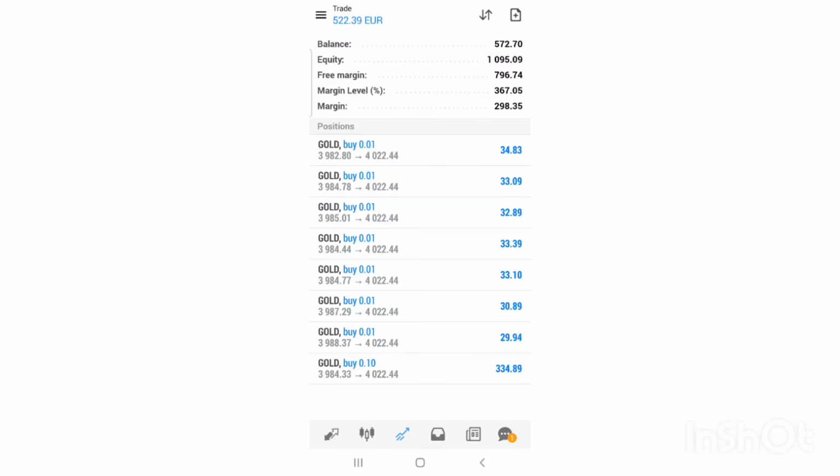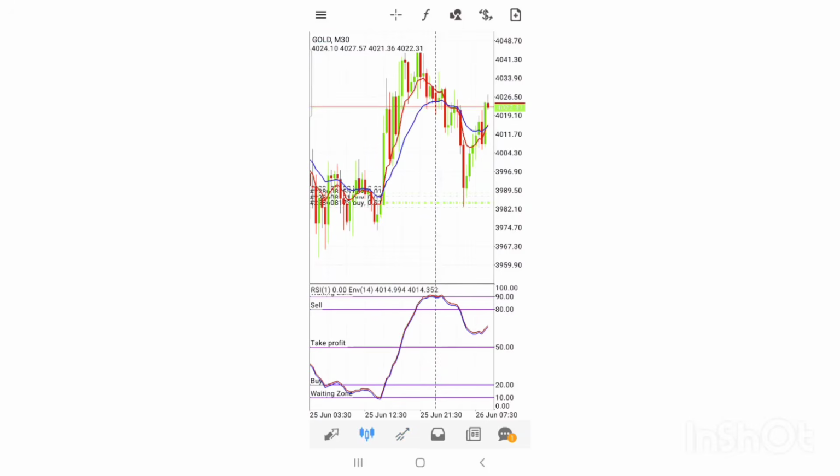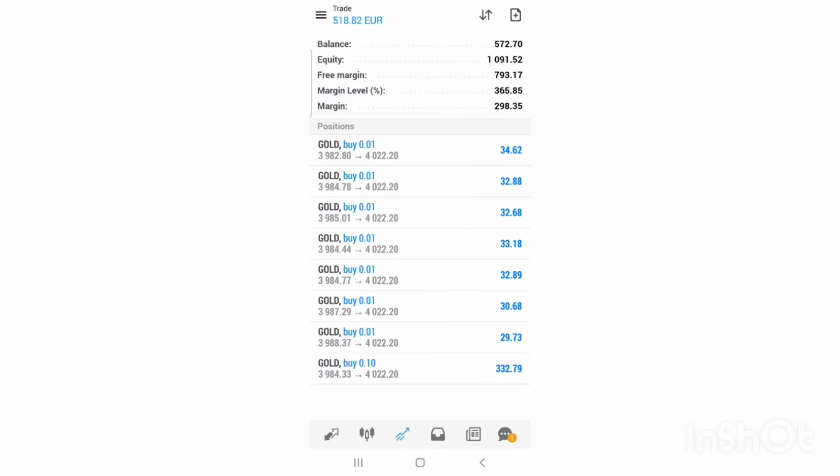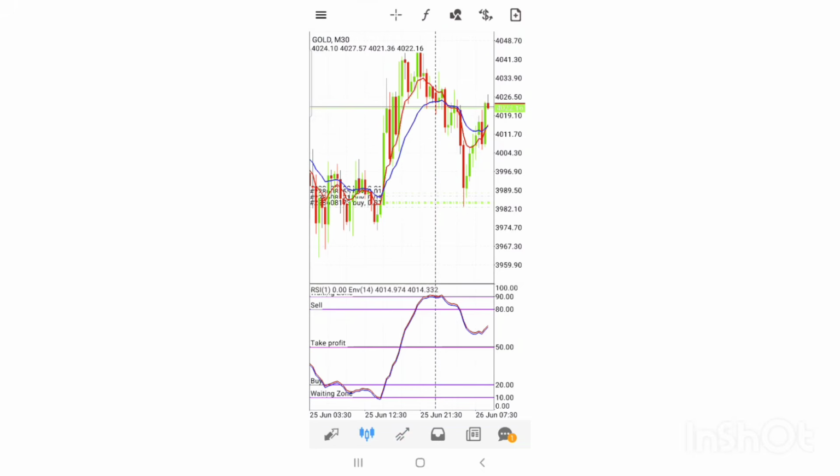This is gold that we've been trading since yesterday, and you can see that I already doubled this. You can see the profit that is running based on this indicator, and I also shared this signal in my free daily signal group.